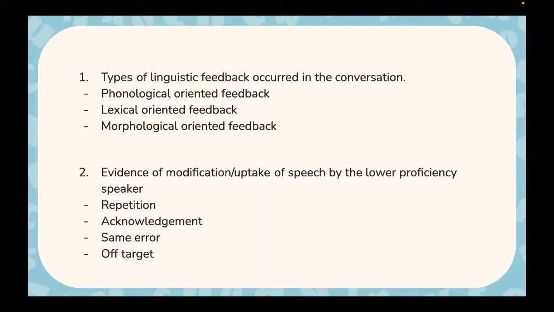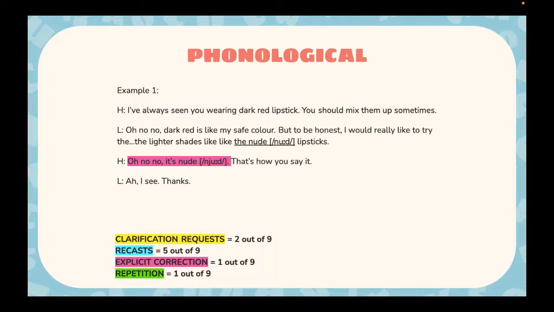So based on the results, we found that three types of linguistic feedback occurred in the conversation. First is phonological-oriented feedback, then lexical-oriented feedback, as well as morphological-oriented feedback. We also found evidence of uptake of speech by the lower proficiency speaker: repetition, acknowledgement, same error, and off-target. In our example, H represents the high proficiency speaker, while L represents the lower proficiency speaker. So for phonological-oriented feedback, as you can see in line 2, L has mispronounced the word nude. So she said it as nude lipsticks.